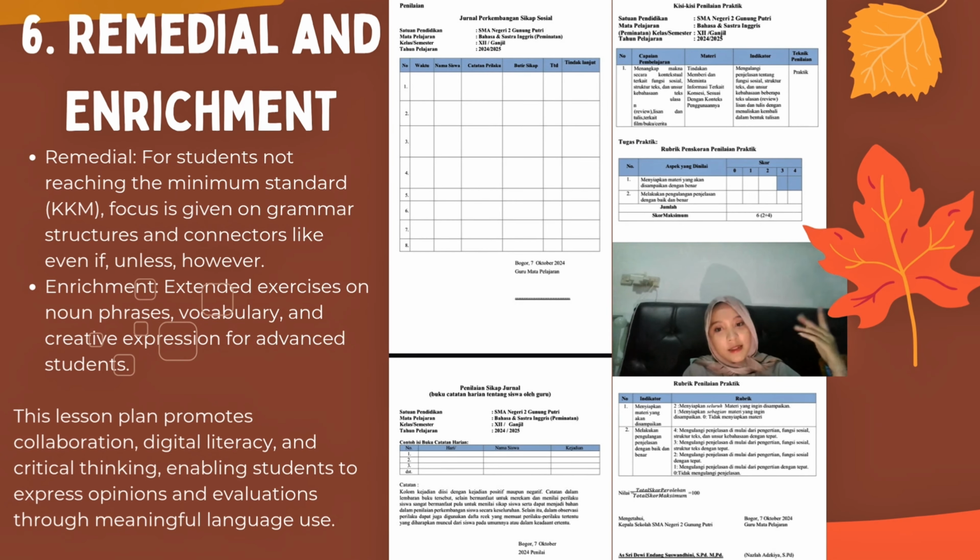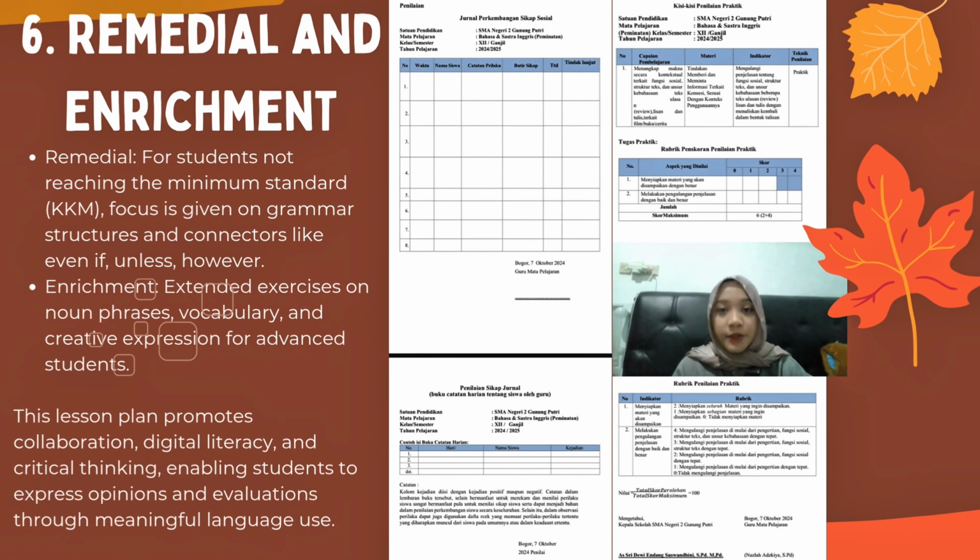Last but not least is remedial and enrichment. Remedial is for students not reaching the minimum standard, or KKM, with focus on grammar structures and connectors like even if, unless, however. And the enrichment is extended exercises on non-phrasal vocabulary and creative expression for advanced students. This lesson plan promotes collaboration, digital literacy, and critical thinking, enabling students to express opinions and evaluations through meaningful language use.